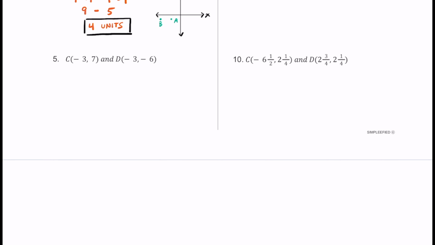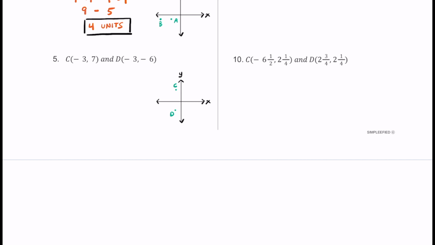Here's number 5. For number 5, we have point C, which is going to be -3, 7. So let's start at the origin, move 3 units to the left, and then 7 units up. That would be over in quadrant 2. That's where we're going to put point C. And then for point D, we have -3 comma -6. That should be in quadrant 4. That's going to be 3 to the left and then 6 down. Maybe something like right around here. That would be point D, right?